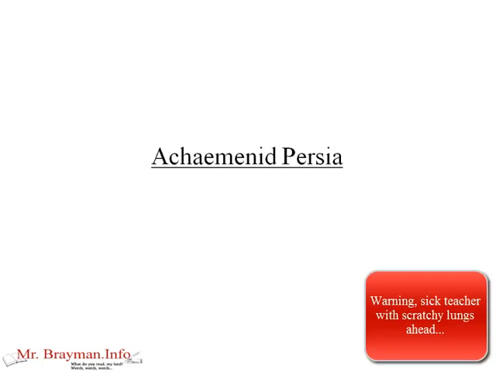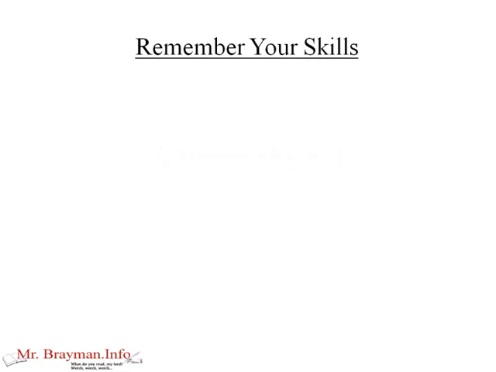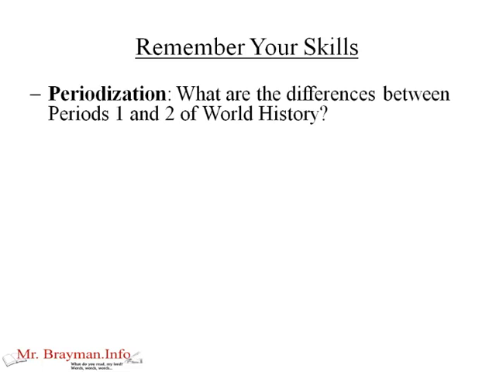So our first lesson of period 2 of world history is on the Achaemenid Dynasty of Persia, and sometimes just known as the Persian Empire. First of all, you need to remember your skills from Unit 1 of world history, right? You need to remember periodization and what the differences are between periods 1 and 2 of world history.